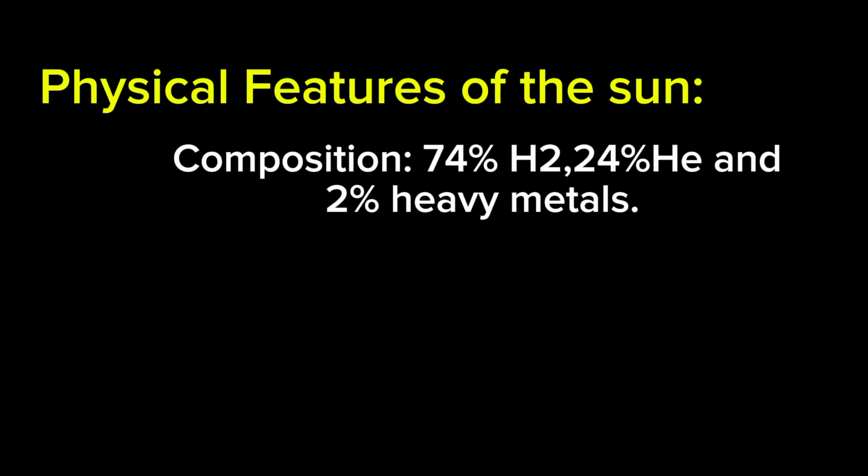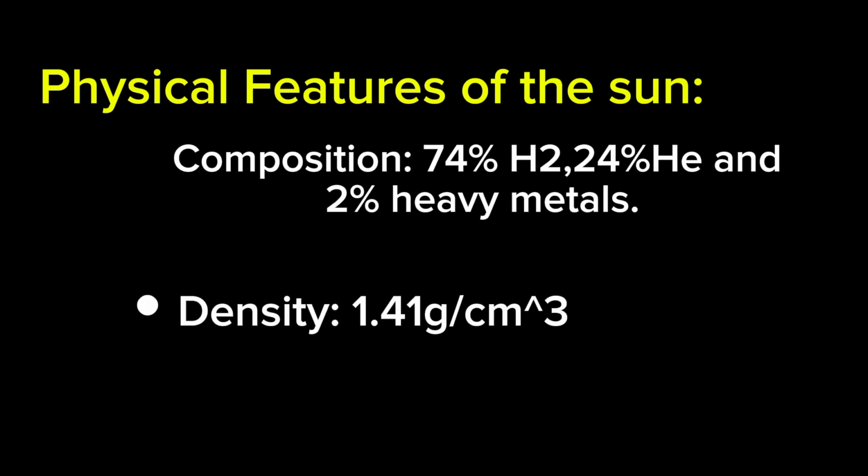Third feature of the Sun is its composition. The Sun is composed of 74% hydrogen, 24% helium, and 2% heavy metals on the basis of percentage of total mass. Fourth feature of the Sun is its density, and the density of the Sun is 1.41 gram per centimeter cube.